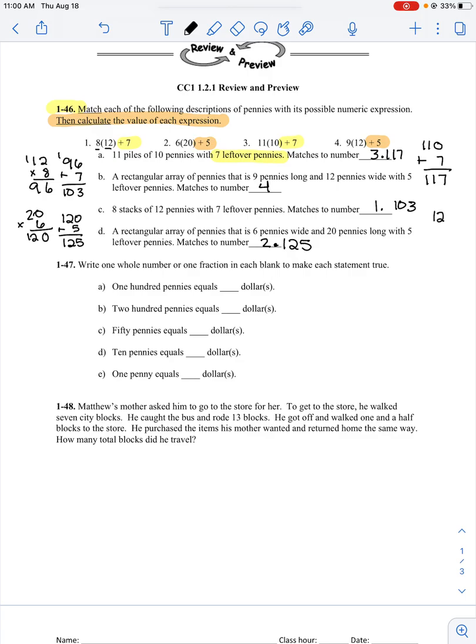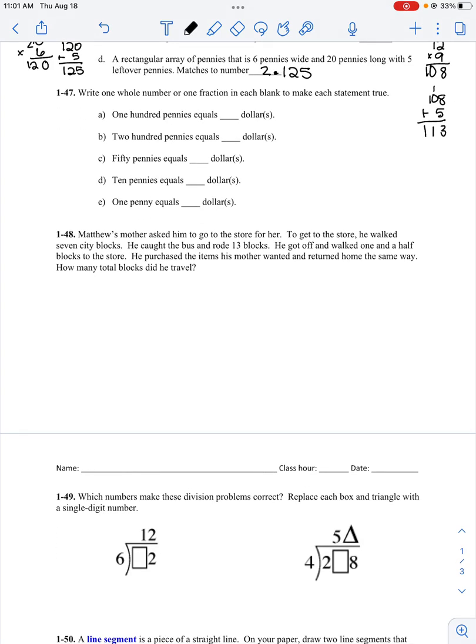And finally, number 4, 9 times 12. 9 times 2 is 18. Carry the 1. 9 times 1 is 9, plus 1 is 10. And then I'm adding 5, so it's 108 plus 5. 5 plus 8 is 13. 0 plus 1 is 1. 1 plus 0 is 1. So it's 113.